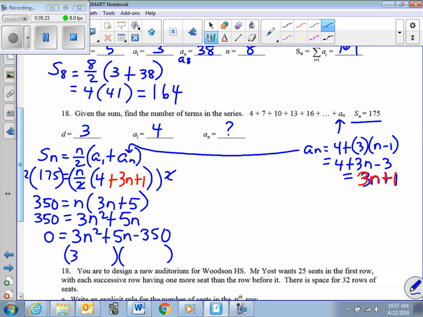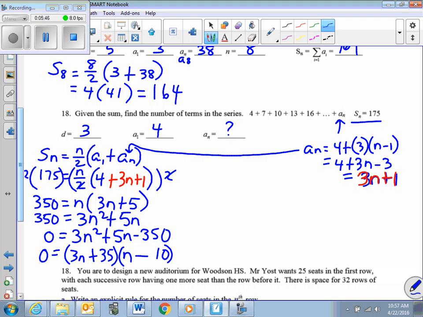Factoring. Okay, I know I have to have a 3n here and an n here. Let me think of the factors of 350. 35 and 10 are the first two that come to mind. So how about if I put 35 here, 10 here? That's going to be 30 and 35. I think that'll do it. So that one needs to be positive, and this one needs to be negative.